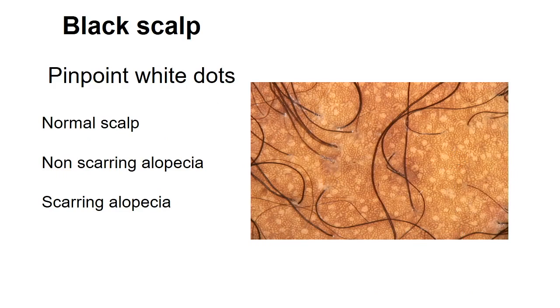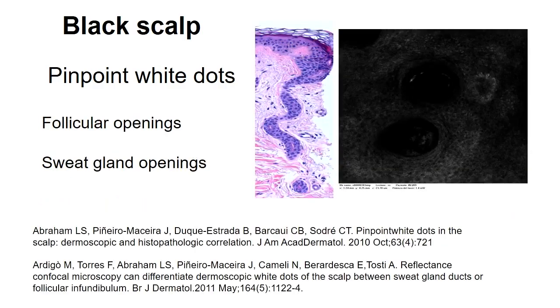So in the normal scalp, you have a few pinpoint white dots because these are the sweat gland openings that are normally in the scalp. And then you have them in non-scarring and scarring alopecia because they also have the follicles and again the sweat glands. So it's more difficult to make this diagnosis. This is the original paper from Brazil. They took a very small biopsy and they showed that the pinpoint white dots corresponded also to sweat gland openings.